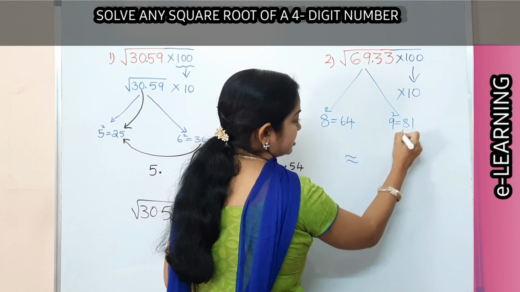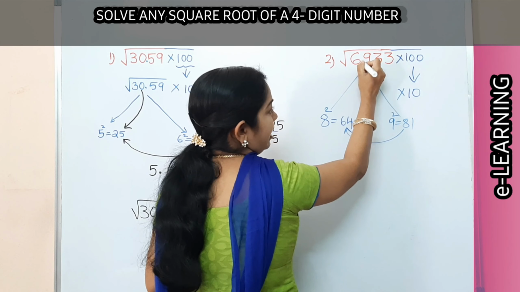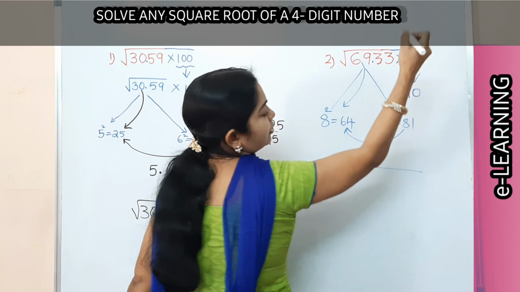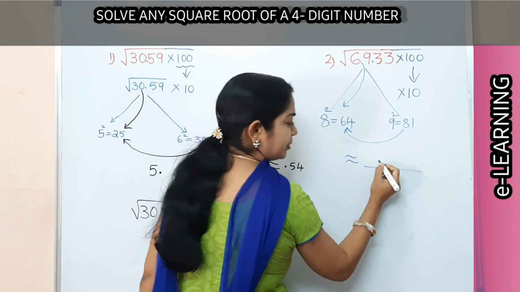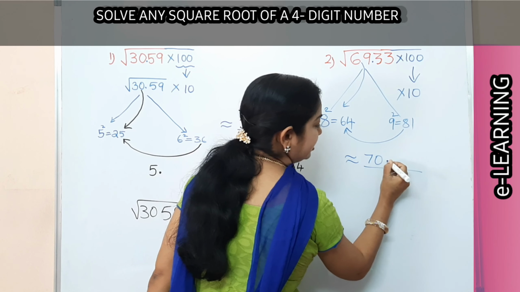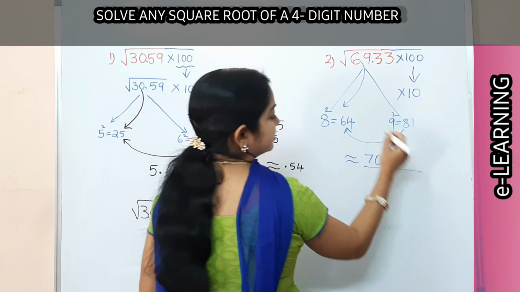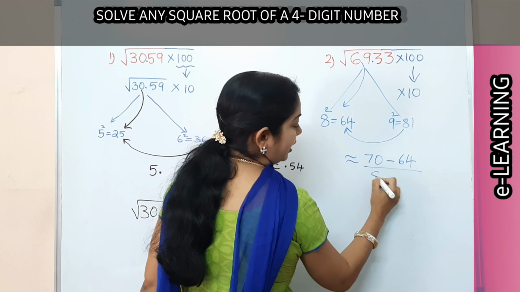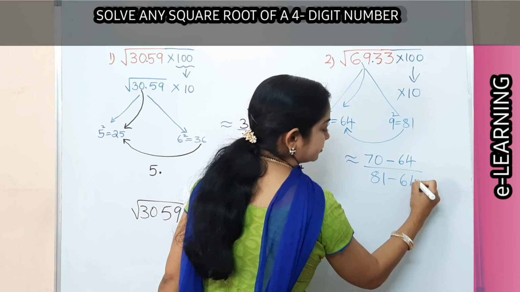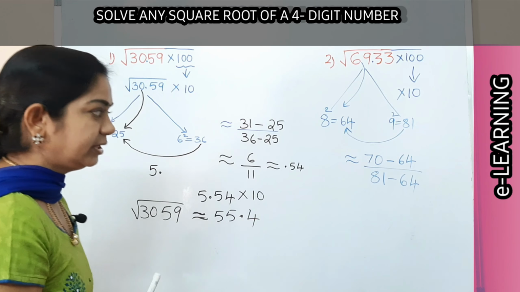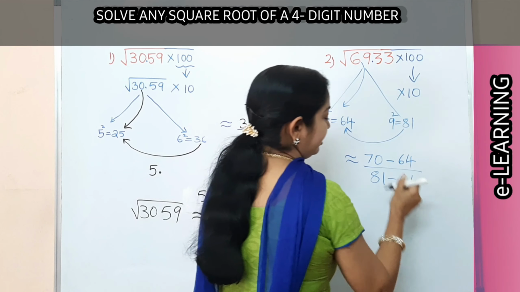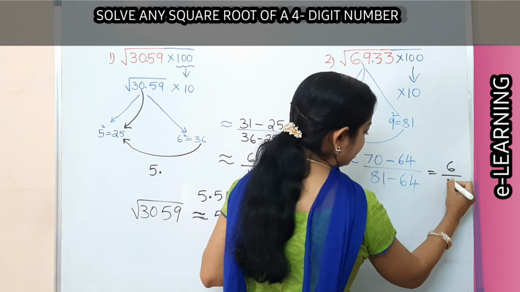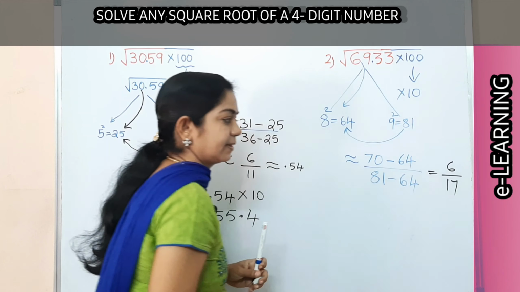Here we can subtract for the denominator this, and subtract this for the numerator part. So that comes to 69 point something, which is approximately equal to just 70 minus 64, that is the numerator part, and 81 minus 64 is the denominator part. Now 70 minus 64 is 6 upon, here you get somewhere around 17, isn't it?